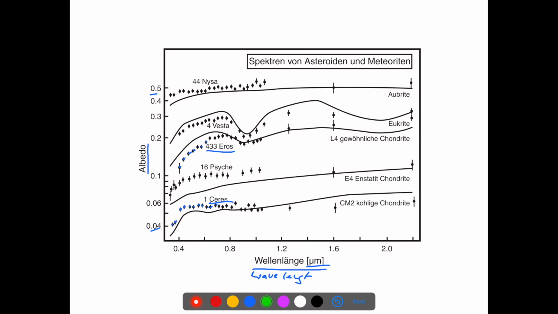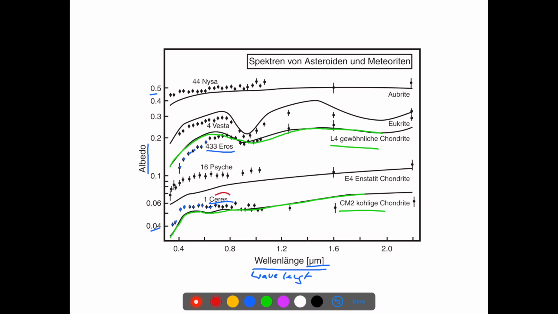Now the interesting part is that reflection spectra can also be taken from meteorites in the laboratory. So for example, this reflection spectrum here is the reflection spectrum of Cm carbonaceous chondrites, or this reflection spectrum here is the one from an L4 ordinary chondrite. And then of course it is possible to compare these two spectra.